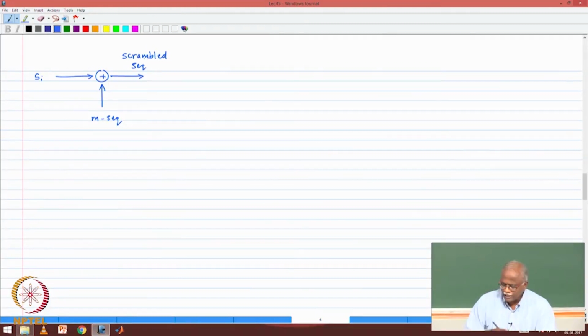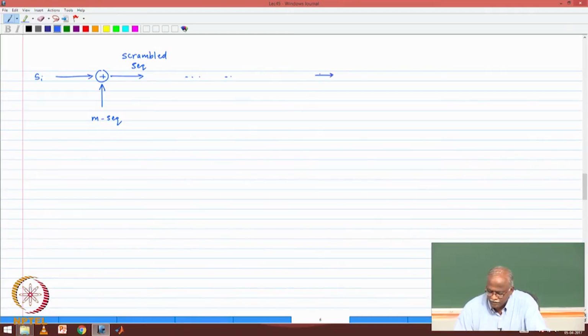So now how does the scrambling work? If I have an input binary information sequence SI, I can do a modulo 2 addition with my M sequence, which is also represented in binary form, and this will come out to be a scrambled sequence. Okay, so the transmitter has to generate the M sequence, and then you do the rest of the processing.